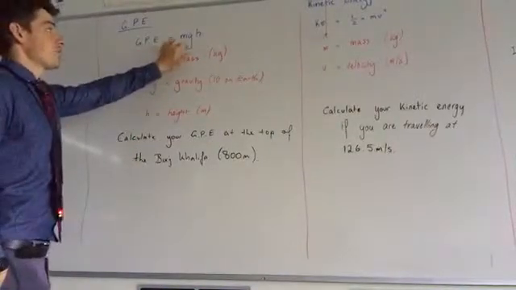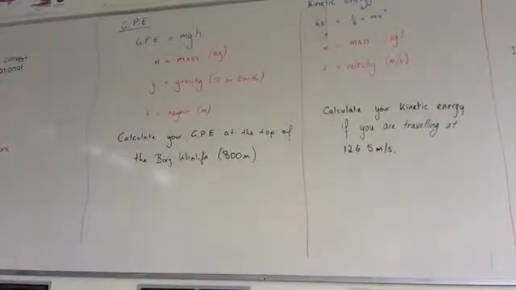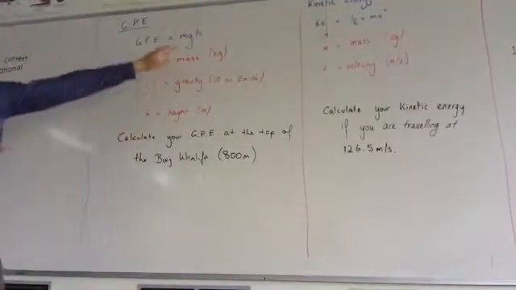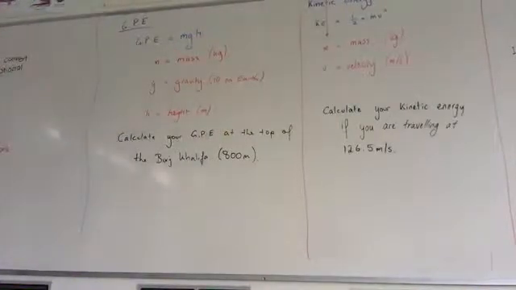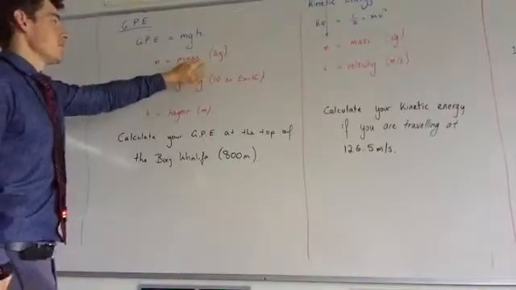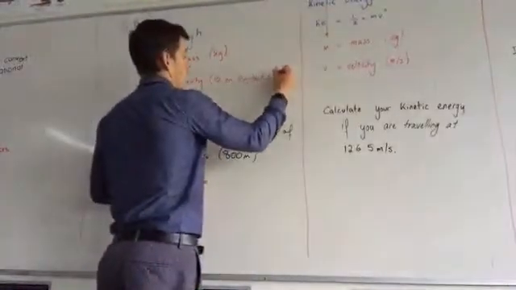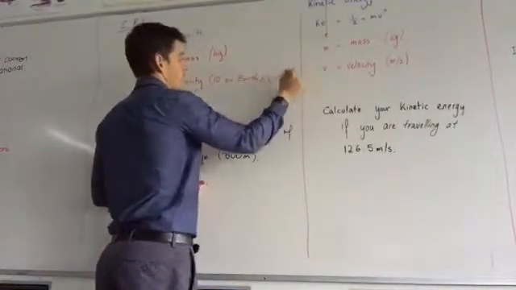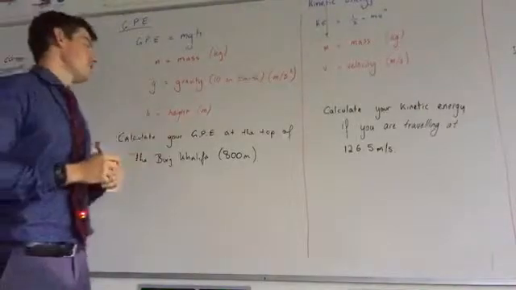GPE equals mass times gravity times height. If you haven't got a symbol or operation between your symbols, then you know that's multiplication occurring, as we know. It's just a convention of mathematics. Mass is measured in kilograms, gravity is meters per second squared, and we know that on Earth, where most of our problems occur, the gravitational acceleration is 10 meters per second squared, and the height is measured in meters.